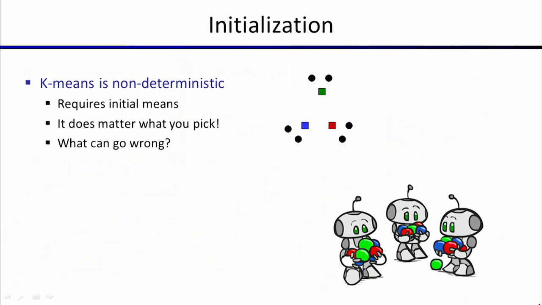What happens if you initialize somewhere else? Well, what can go wrong? It matters what you pick. You could get the wrong answer. You could initialize here. Do a little thought experiment in your head. What is the final clustering going to be?